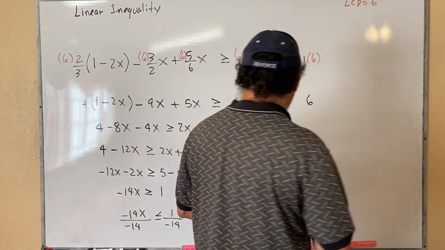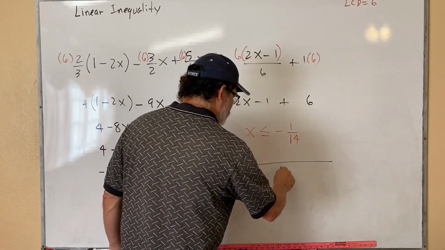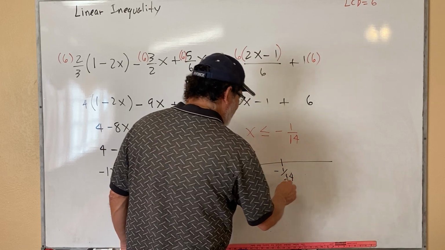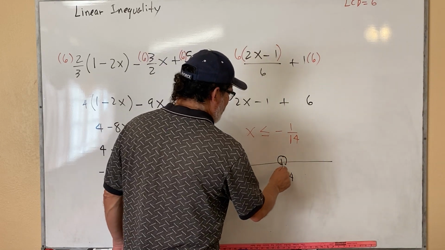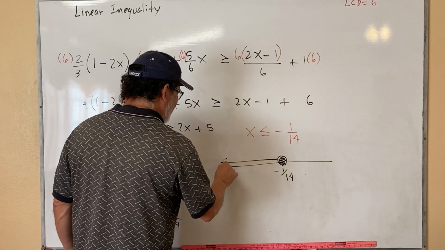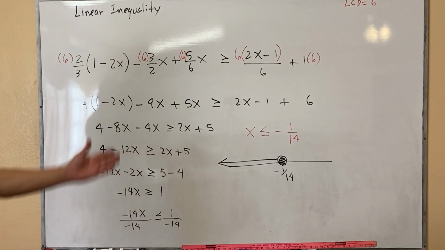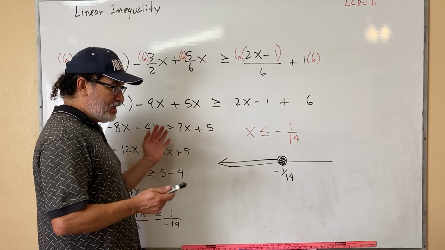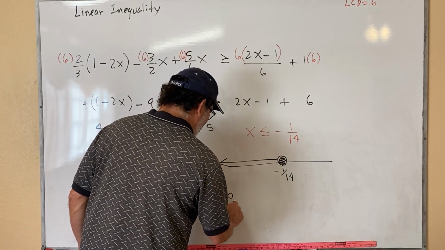Let's graph the answer. I'm going to graph the answer right below. Here's the answer. Go to negative 1 over 14. Circle negative 1 over 14. Shade negative 1 over 14. And it's everything to the left. That's what it says.